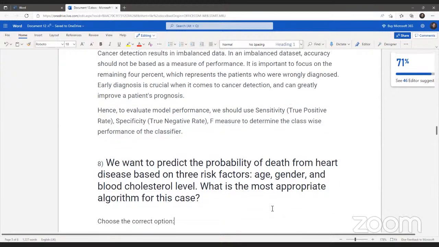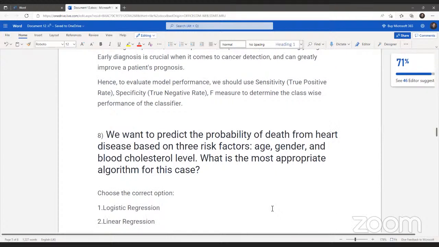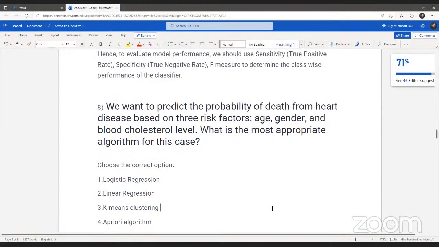So as we jump into the next question, we want to predict the probability of death from heart disease based on three important factors: age, gender, and cholesterol levels. What is the most appropriate algorithm for these cases? The options are logistic regression, linear regression, k-means, and apriori rules. If anyone knows the answer, ping me in the chat box and we'll discuss the answer within a minute.